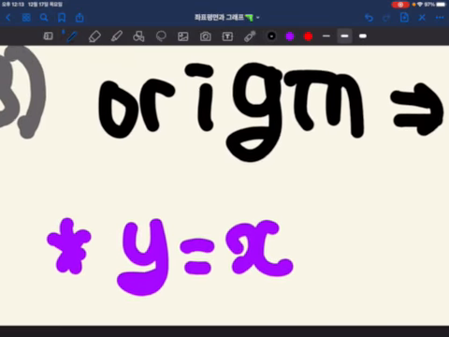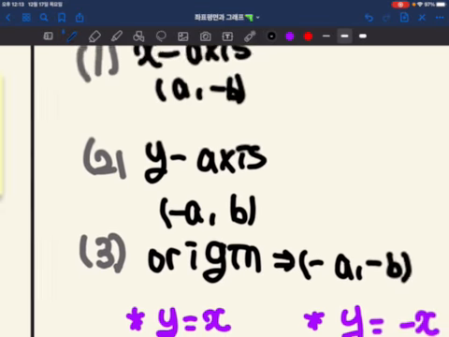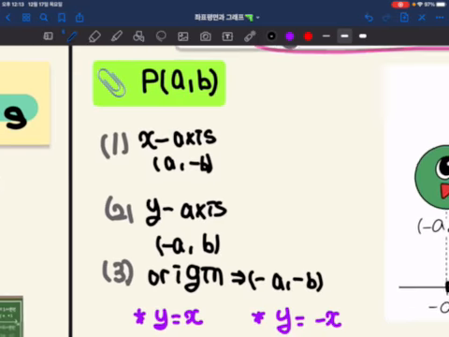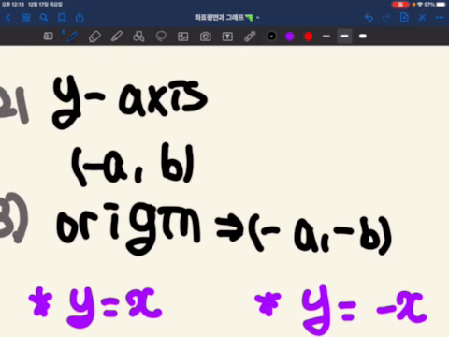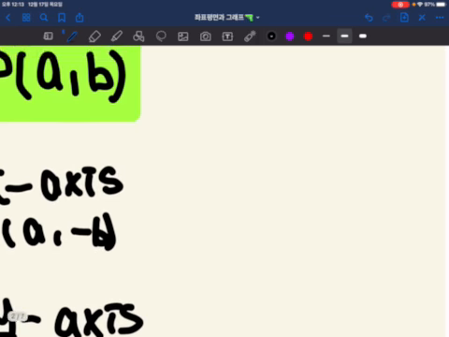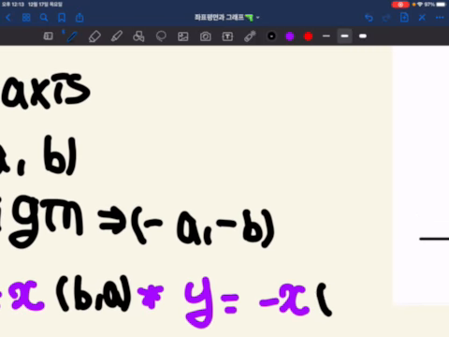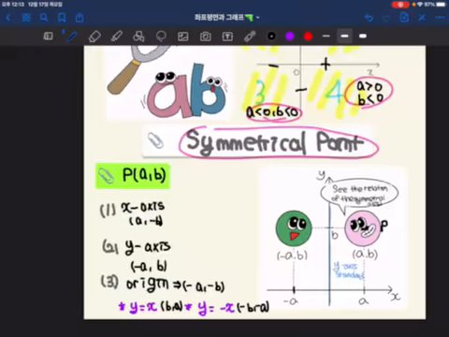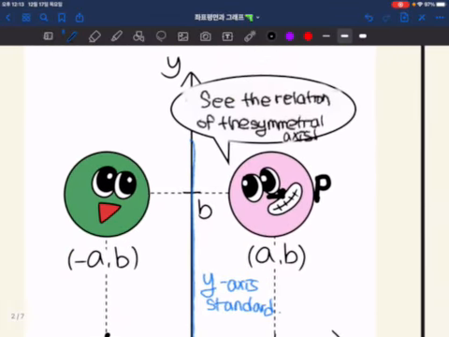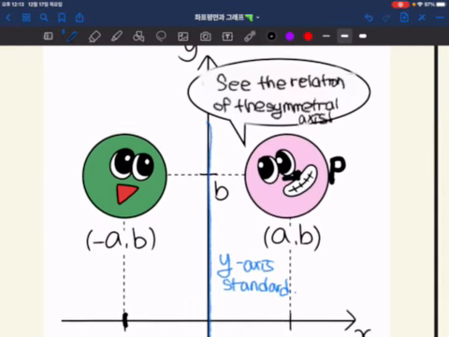Next, if we have a symmetrical point with coordinates (x, y), then y is x will belong to b and a, and y is minus x will belong to minus b and minus a. Now we have seen the relation of the symmetrical axis.